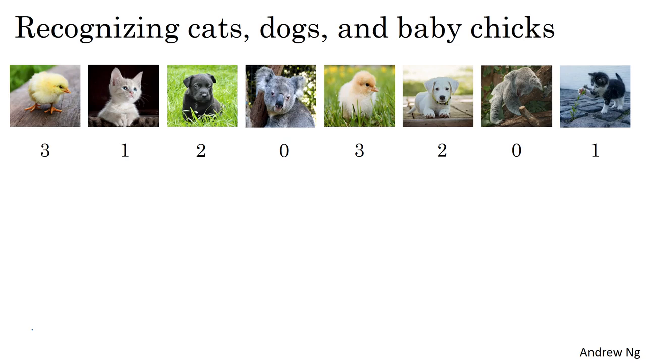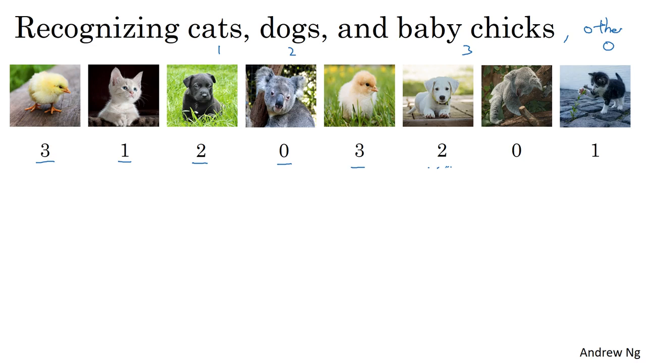Let's take a look. Let's say that instead of just recognizing cats, you want to recognize cats, dogs, and baby chicks. So I'm going to call cats class 1, dogs class 2, baby chicks class 3, and if it's none of the above, then there's an other or a none of the above class, which I'm going to call class 0. So here's an example of the images and the classes they belong to. That's a picture of a baby chick, so the class is 3, cat is class 1, a dog is class 2. I guess that's a koala, so that's a none of the above, so that's class 0.